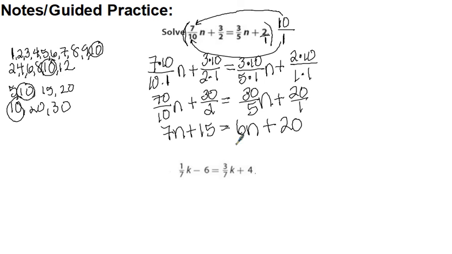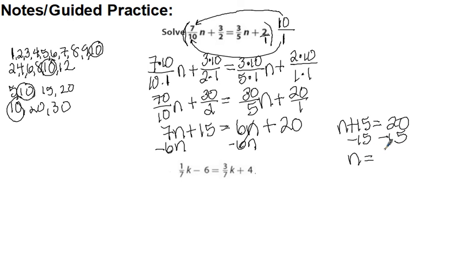So I would then move my 6n, because that's the smaller coefficient. I'm going to come over here. I get 1n plus 15 equals 20, because this goes away. I can then just subtract 15, because that needs to get away from n, and I get n equals 5. And I'm done. And that's how you get rid of those fractions.